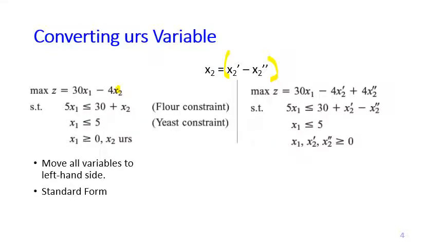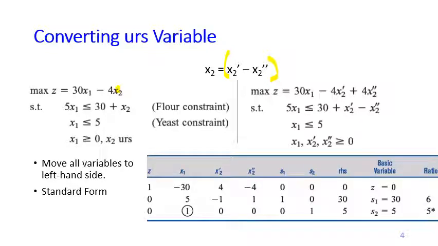And then from here, we will move all variables to the left-hand side. And then as usual, we will convert this into a standard form. And then here's the initial table. And then we will see that we already have a BFS. So we will use the slack variables as the basic variables. And the table is already in a canonical form. So we are ready to perform the simplex algorithm as usual.